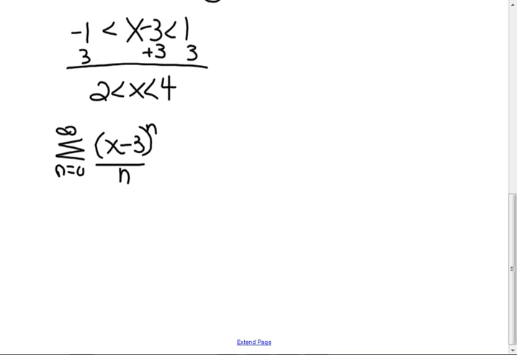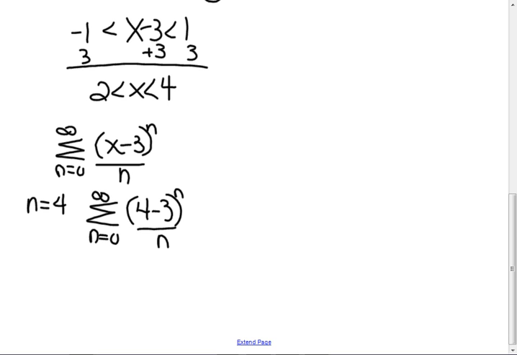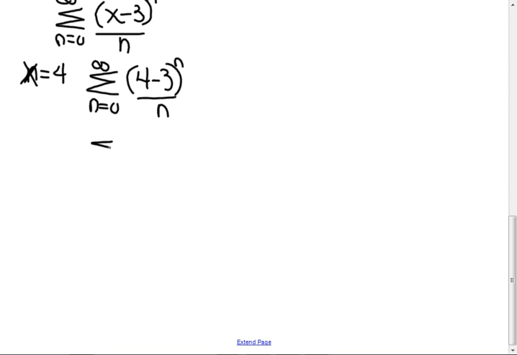Okay, so we're going to put x equal to 4 in here. Then this series becomes 4 minus 3 to the n over n, and n is 0 to infinity. Then what is that? Yeah, that's 1 over n. Guess what? Does it converge or diverge? Okay, so it will not converge for 4. Do not assume that both endpoints do the same thing. So this harmonic series diverges.